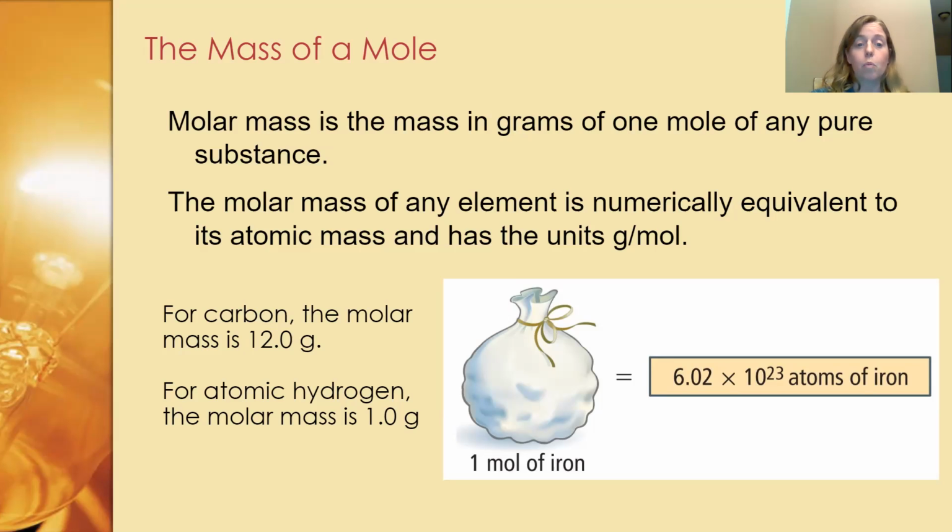So 1 mole of iron is equivalent to 6.02 times 10 to the 23rd atoms of iron. But 1 mole is also equal to the atomic mass of iron. For atomic hydrogen, the molar mass is 1 gram. So 1 mole of hydrogen is equivalent to 1.0 grams of hydrogen, which is the atomic mass that you see on the periodic table. It's usually the decimal number.